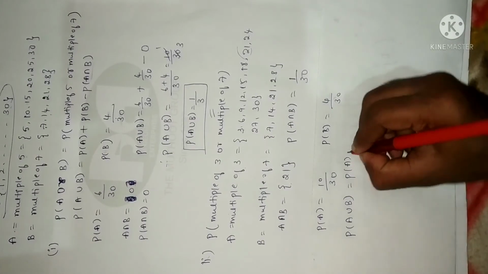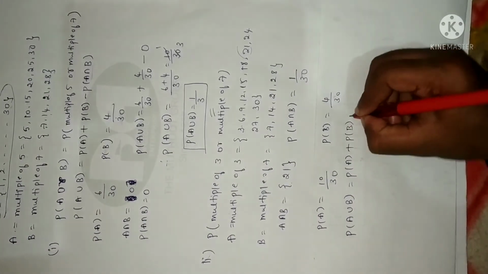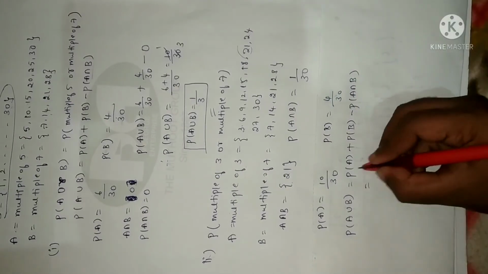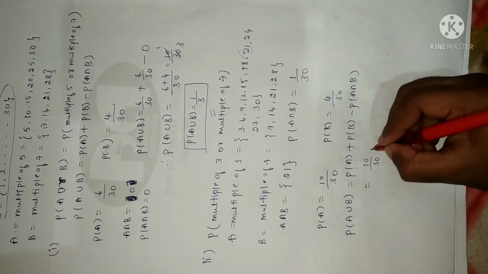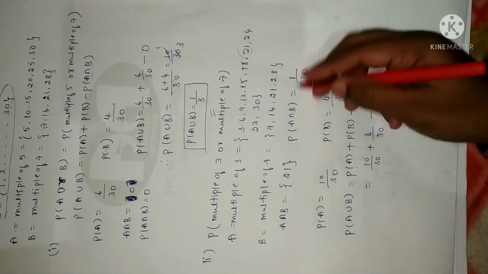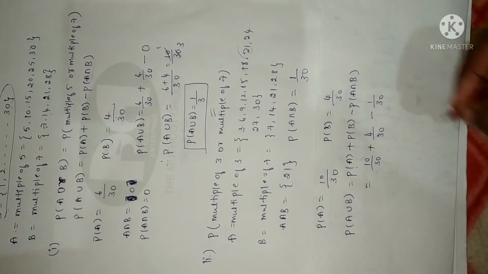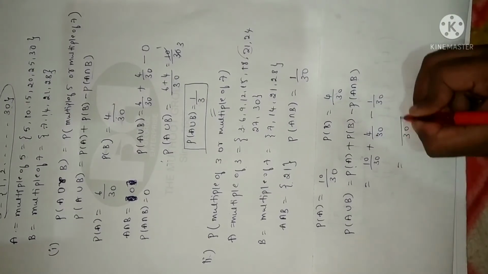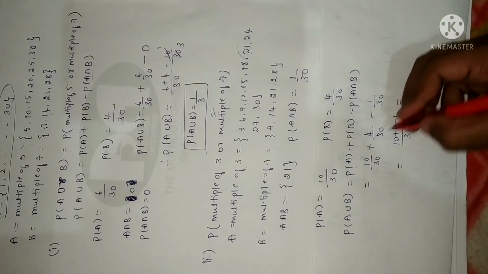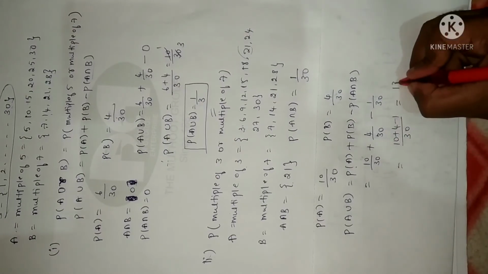Probability of A plus probability of B minus probability of A intersection B. This is the formula. Now what is the probability of A? 10 by 30. Probability of B is 4 by 30, minus probability of A intersection B is 1 by 30. So 30 is a common factor. LCM. So we'll get 10 plus 4 minus 1. 10 plus 4 is 14. 14 minus 1 is 13.